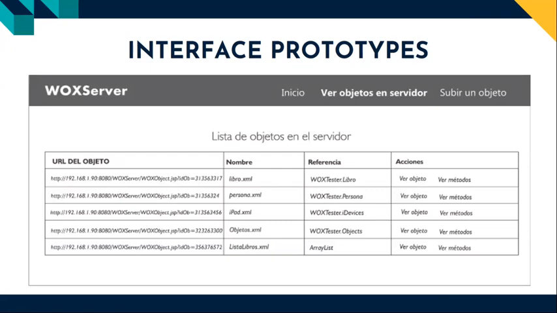Now, there are some interface prototypes that were developed. This slide shows the interface prototype for the list of objects stored in the server repository, in which the following fields are displayed. As we can see in this figure: object URL, name, reference, and actions, which provides two options to the user. The first option is to view the object's attributes graphically, and the second option is to directly view and access the methods that the object contains.